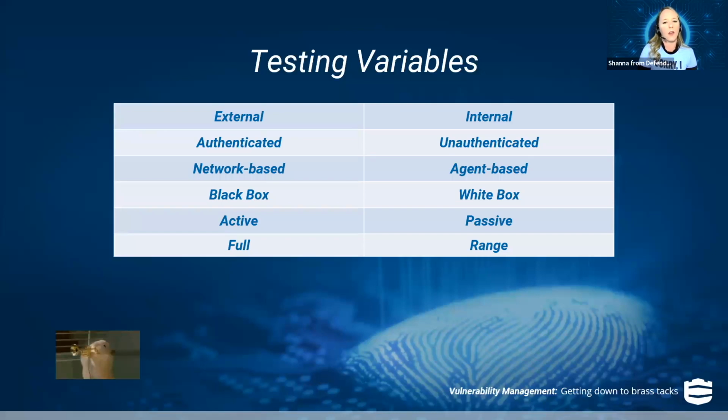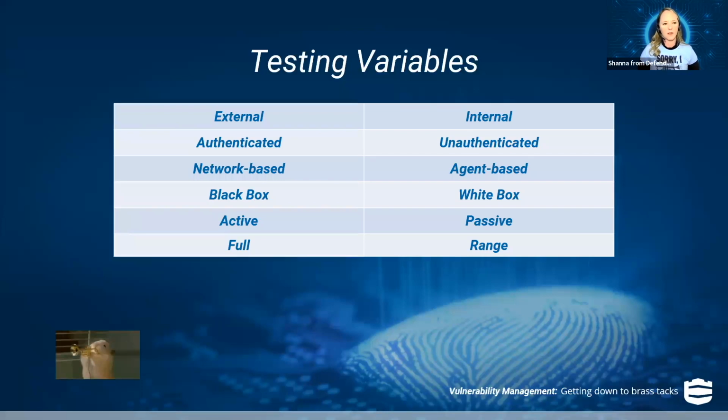And then other variables are full testing versus just a range. So in full, at least from the Defendify side of things, let's say it's a vulnerability scan, we might just let our scanning agent utilize auto discovery, pick up every network connected asset and scan it periodically over the course of a month, and then produce that report. So full is every asset, every IP address, the full-fledged, versus just a range.